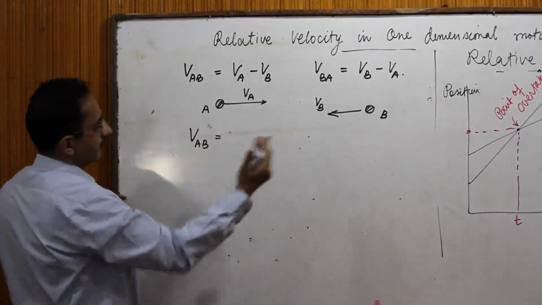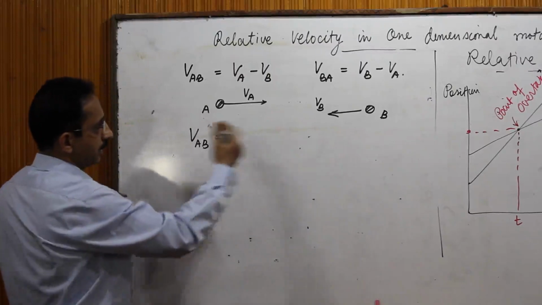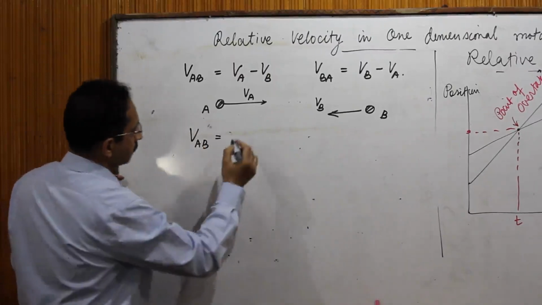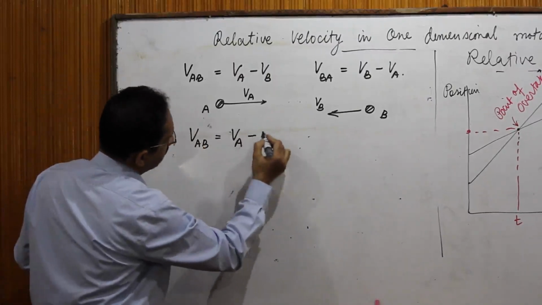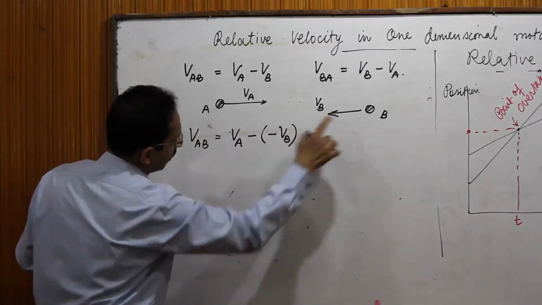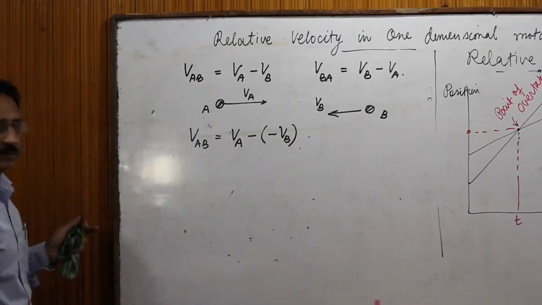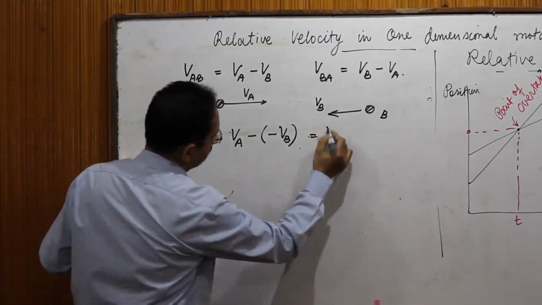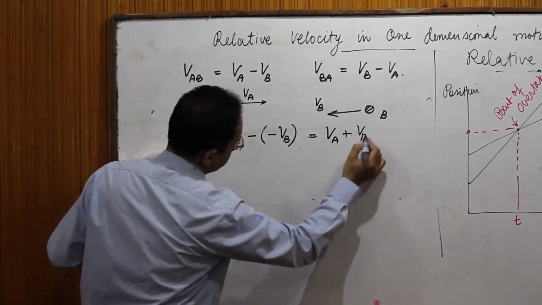If I take the direction towards right as positive, direction towards left as negative, so it should be VA minus, minus VB, because this object is moving towards left. So this way this becomes VA plus VB.